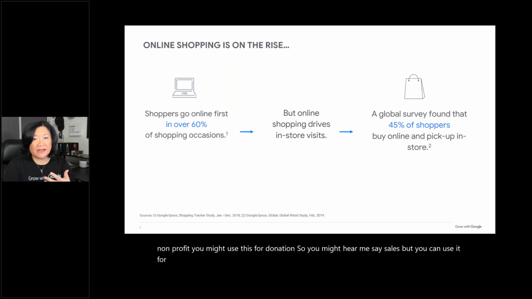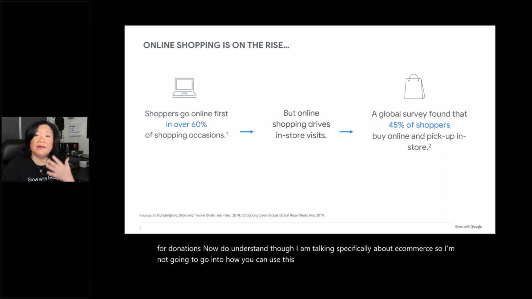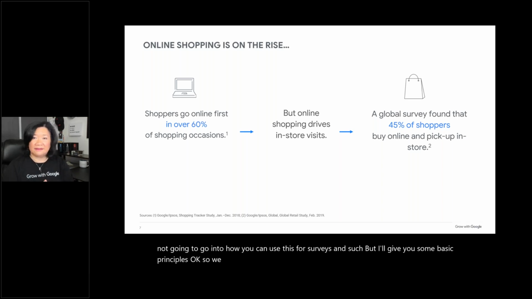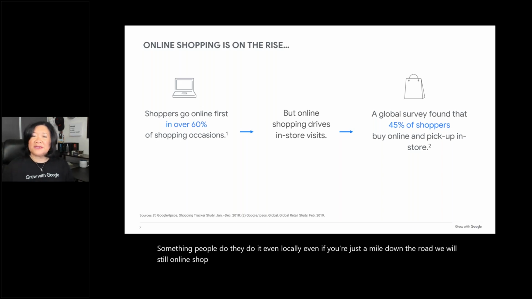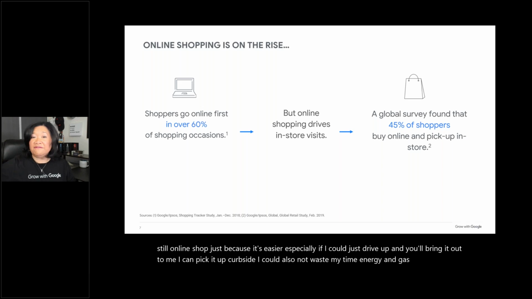Now, do understand, though, I am talking specifically about e-commerce. So I'm not going to go into how you can use this for surveys and such, but I'll give you some basic principles, okay? So we know online shopping is something people do. They do it even locally. Even if you're just a mile down the road, we will still online shop just because it's easier, especially if I could just drive up and you'll bring it out to me. I can pick it up curbside. I can also not waste my time, energy, and gas to go if you don't have it in inventory. I can check all of that.